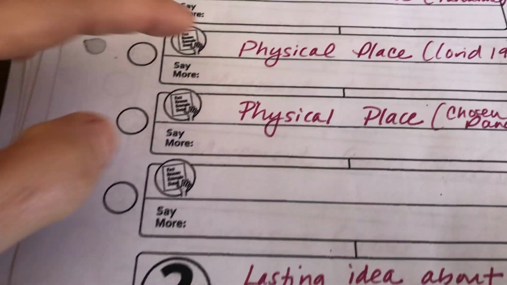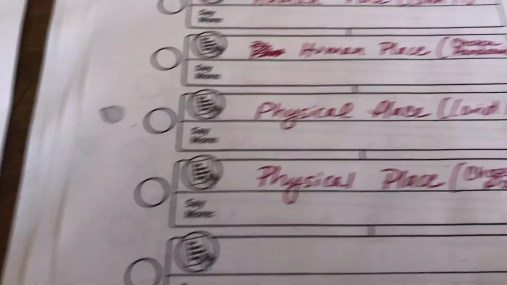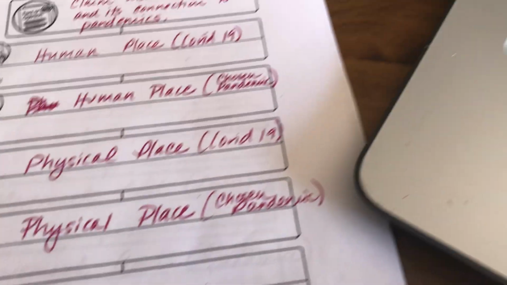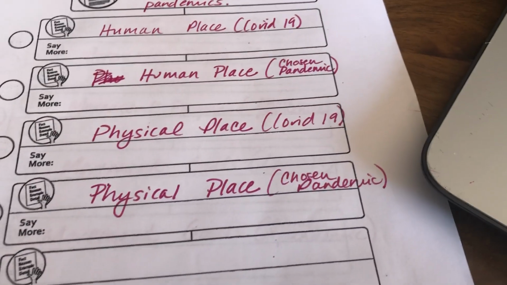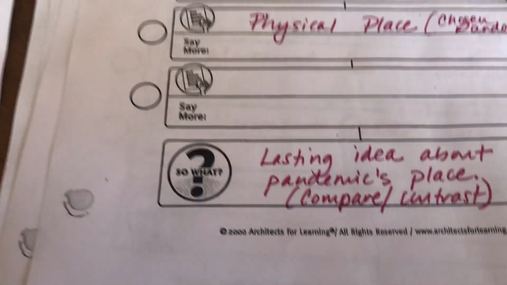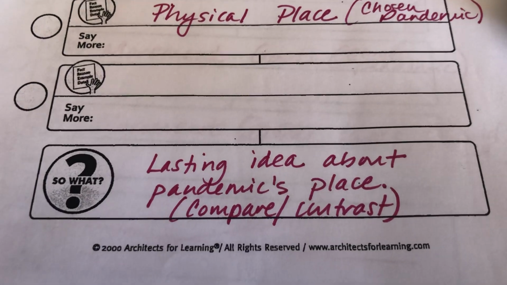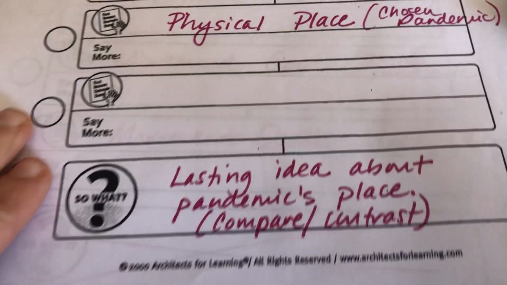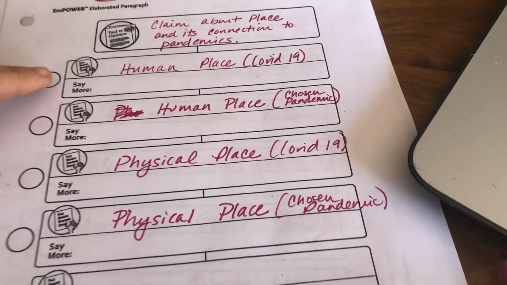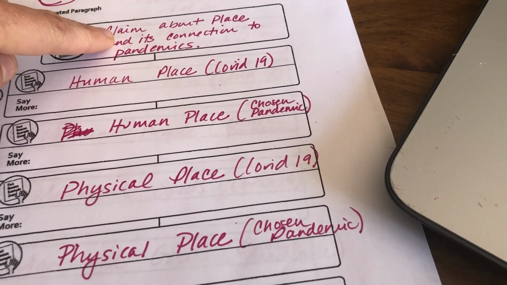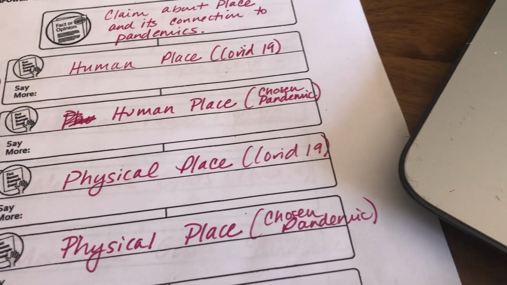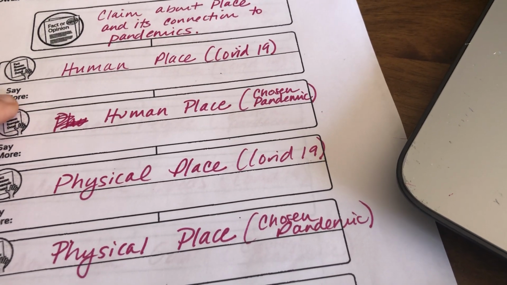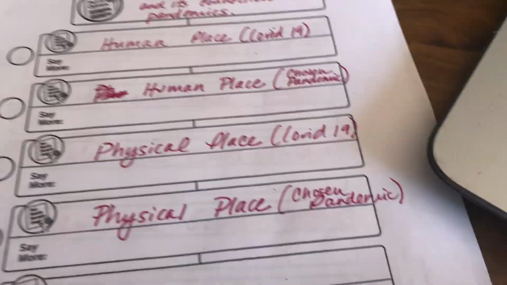Again, making sure you're having those say mores for every FRED you have down. Your physical place for COVID-19 and your physical place for your chosen pandemic. And then your lasting idea about both pandemics' place, and again, that should be in a compare and contrast format. So when you're looking at this, every FRED you have supports this mini claim, okay? And every FRED is supported by that say more, okay? And then this just ties it up at the end.